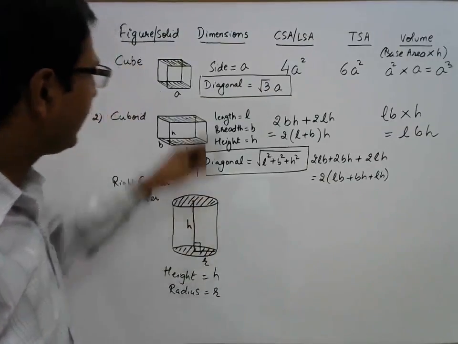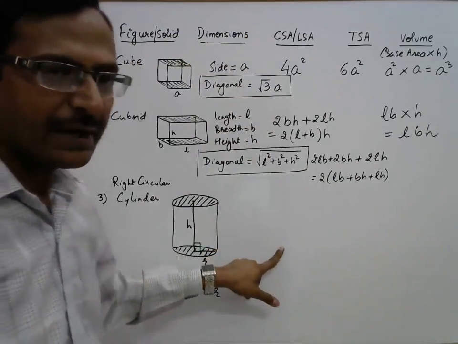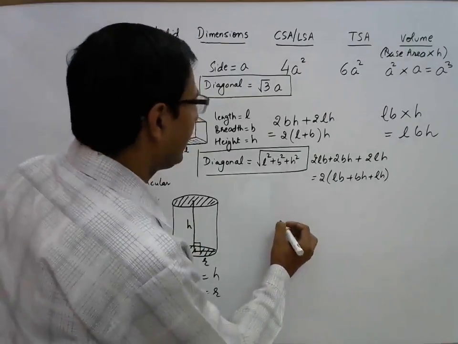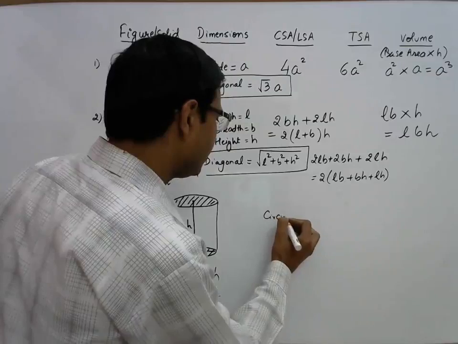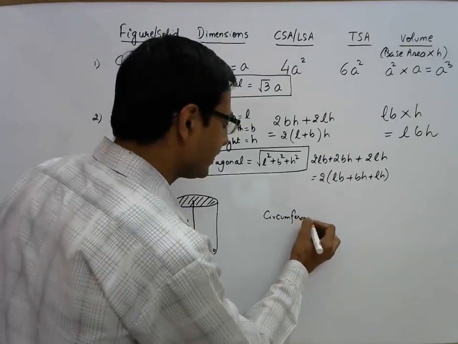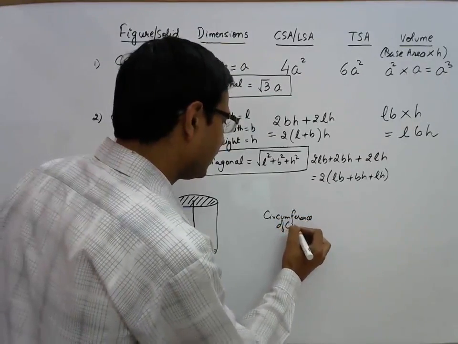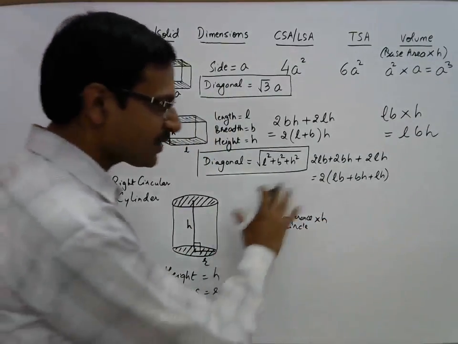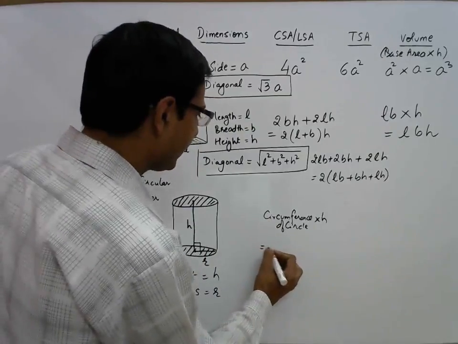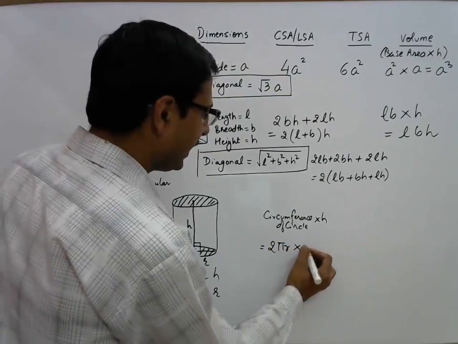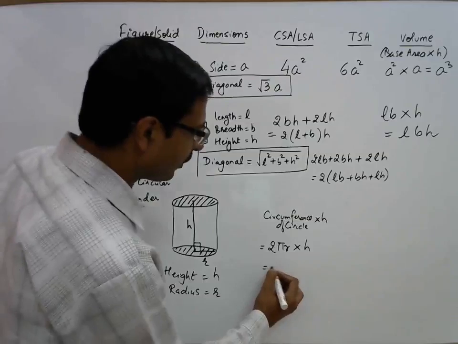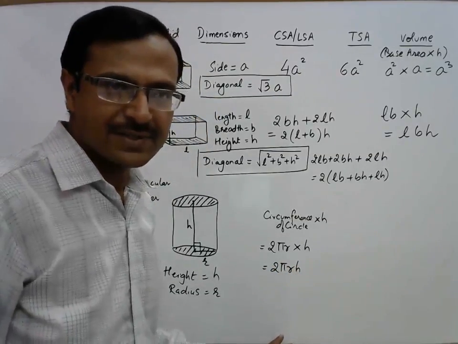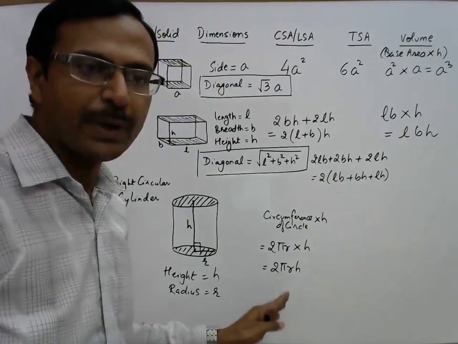Now what about the curved surface area or the lateral surface area? How to remember this? Just take the circumference of a circle and multiply that by the height of the cylinder. Circumference of a circle, if you know the formula, is 2 pi r, and h is the height of this cylinder. You get the formula for the curved surface area or the lateral surface area of a right circular cylinder. This is 2 pi rh.